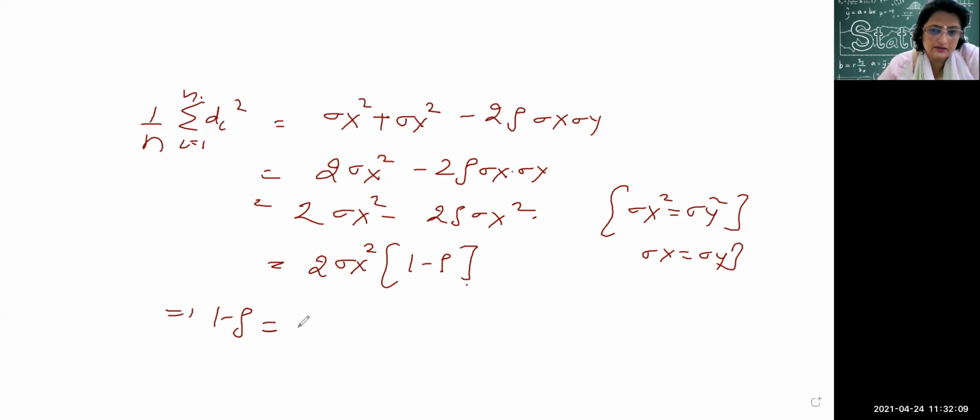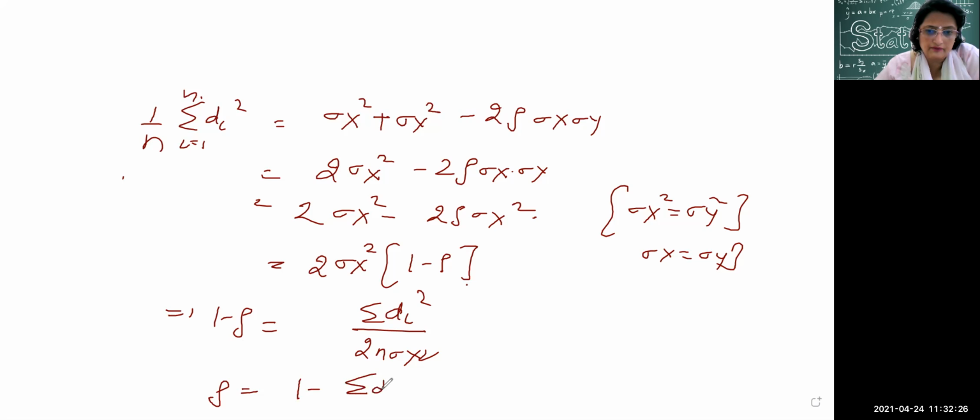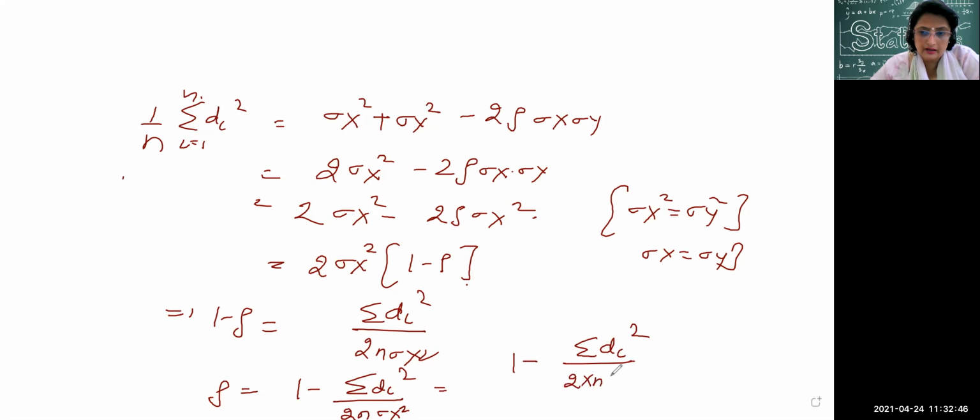It implies 1 minus rho is equal to summation of di square upon 2n into sigma x square. Okay, we divided it by moving it down there. So you want to find the value of rho. Rho is equal to 1 minus summation of di square upon 2n into sigma x square. And you have calculated the value of sigma x square. You will just put the value here. So this is 1 minus summation of di square upon 2 into n into n square minus 1 divided by 12.